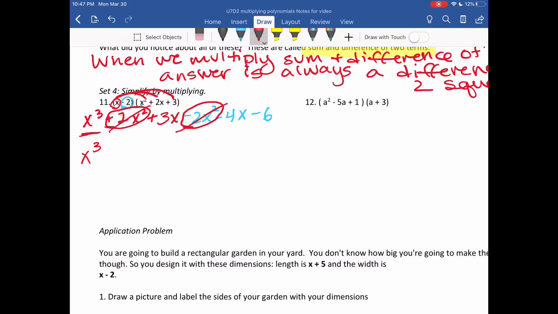So now I'm going to go for my x's. I have a positive 3x and a negative 4x. So positive 3x minus 4x is negative 1x, or just negative x. And then the only other term I have left is my constant here at the end, this negative 6. So now my final answer is x cubed minus x minus 6.